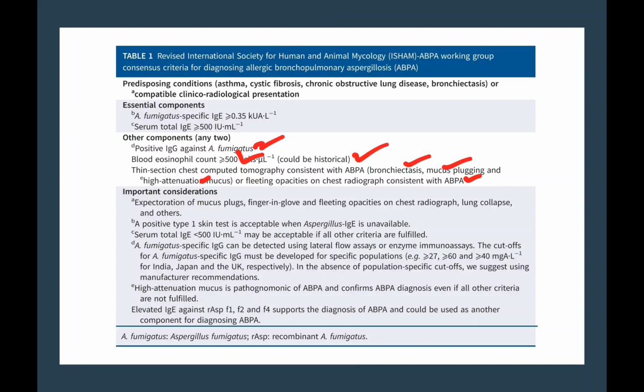IgG values can be different in different populations. They have mentioned that in India, Japan and UK the cutoff value is different, so we have to use population-based cutoffs. And very important, high attenuation mucus is pathognomonic of ABPA and confirms ABPA even if all other criteria are not fulfilled. This is an important recommendation. So this is how we diagnose ABPA.